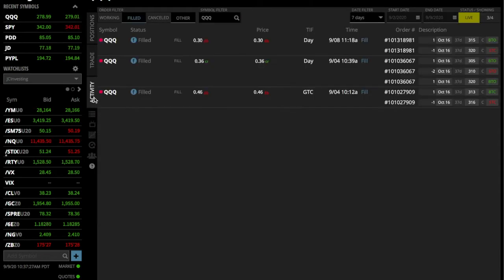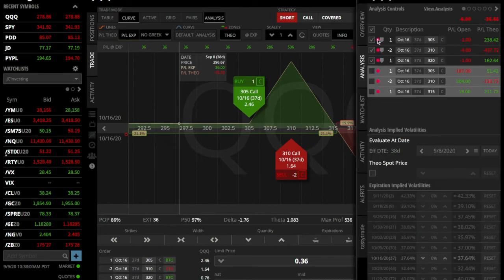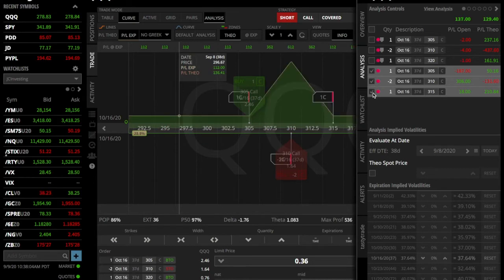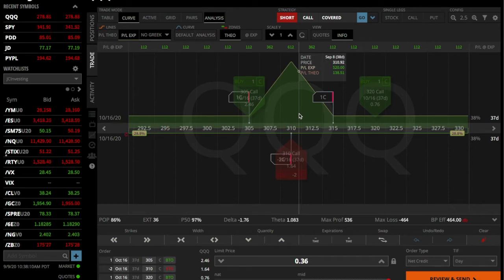So going back to the activity tab, you see here on the 8th, I was able to roll down the 320 call to the 315 call for a 30-cent debit. Now that is less than the 36-cent credit that we initially took in, and I'll show you on the trade tab how that actually takes off all the risk. So if we go back to the trade tab, and I'll just flip-flop these real quick, highlight these to show you what we actually have on. This is our new risk profile.